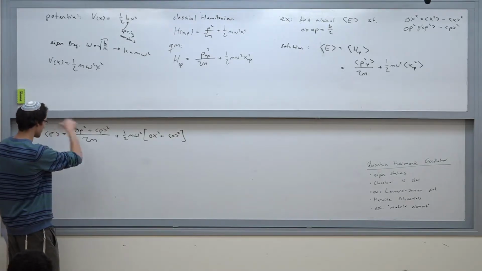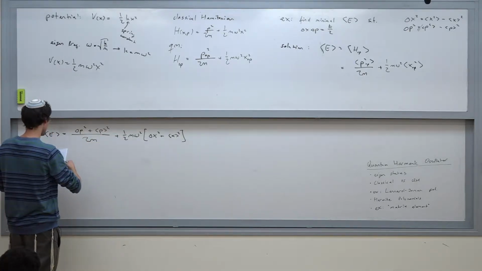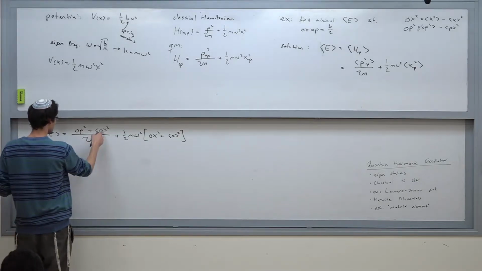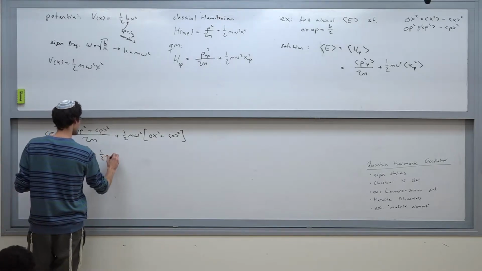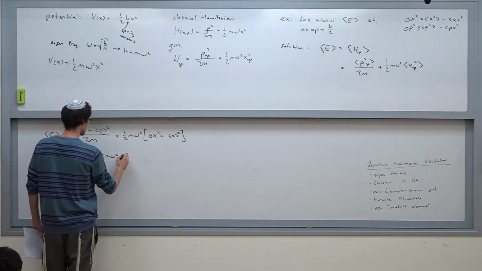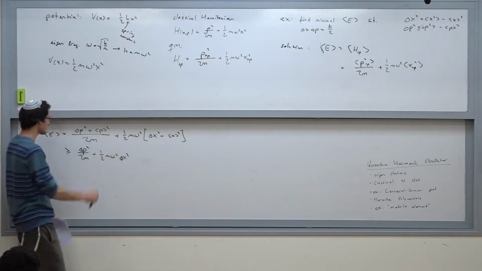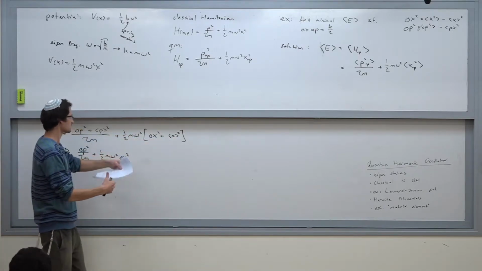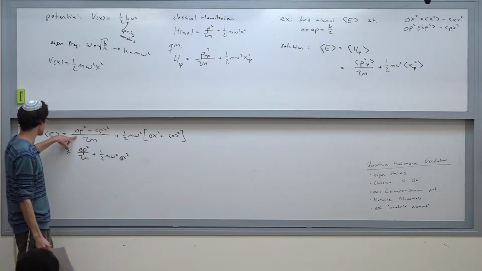So I plugged it in, and now because I'm adding something, this must be larger or equal to the same thing without the average. So if the average position, average momentum is 0, then it's equal. And if they are non-zero, they must be positive, this number is a square or something, so it must be positive. So this must be larger or equal than this.